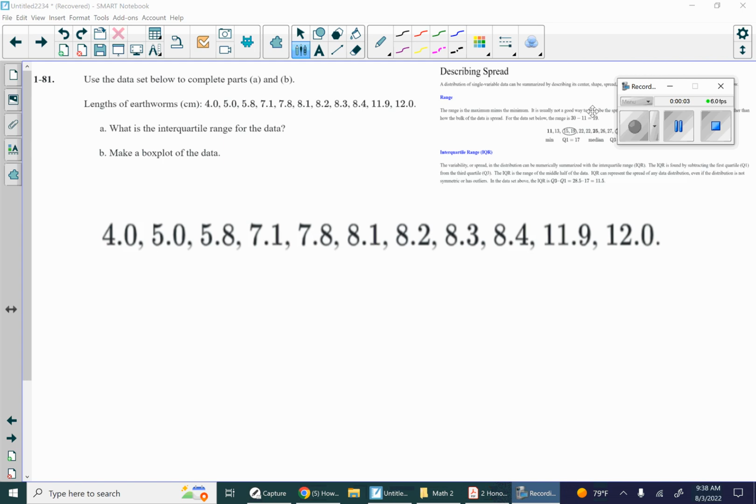CPM Math 3, Problem 1-81. We're being asked to calculate an interquartile range. And for some of you, this may be the very first time you have actually heard that word. And that is okay, because it's actually fairly easy.